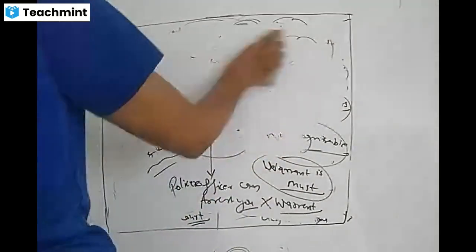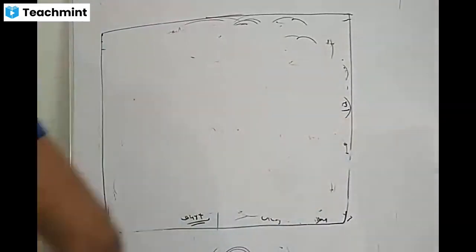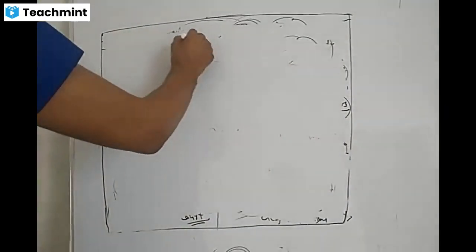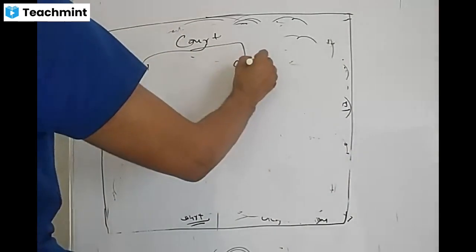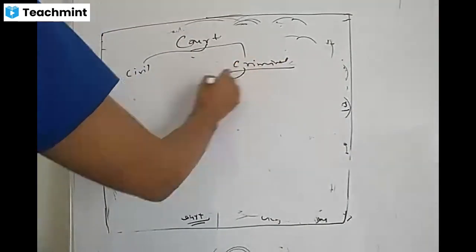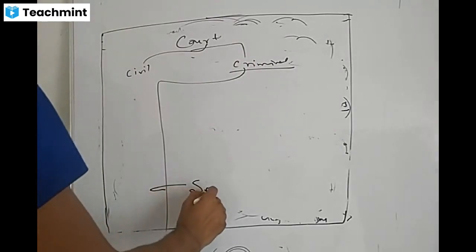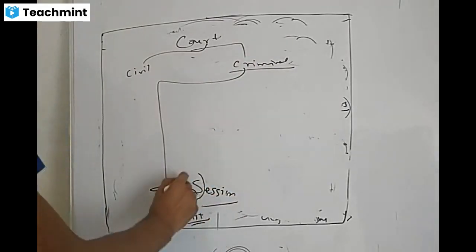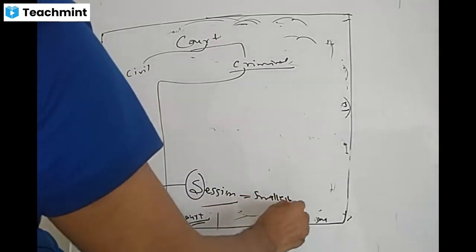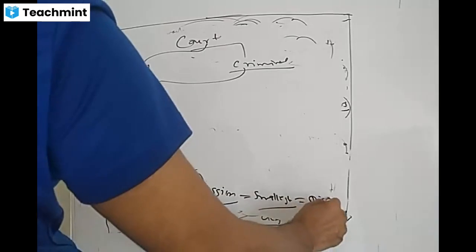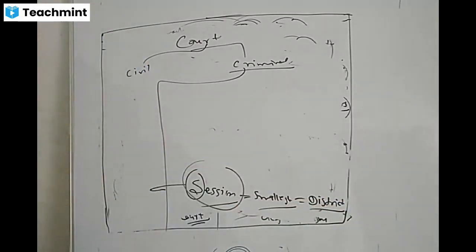Then these criminal courts are mainly of three types. Start with the smallest one, the session court. This is the smallest and it is present at your district level. So in your district, you will find the session court.